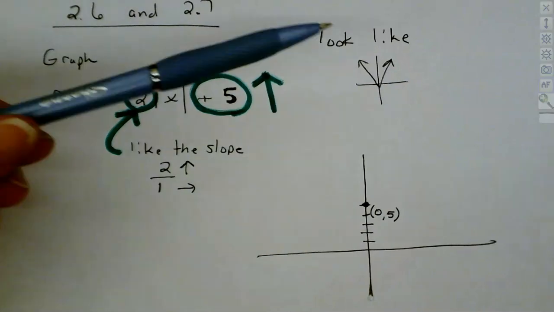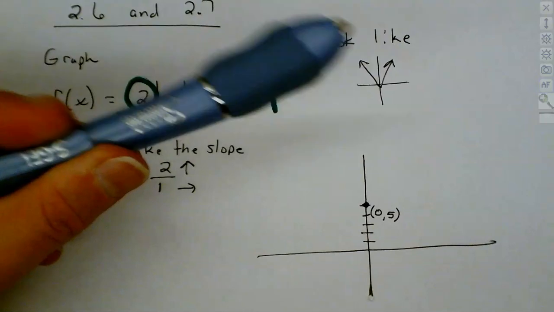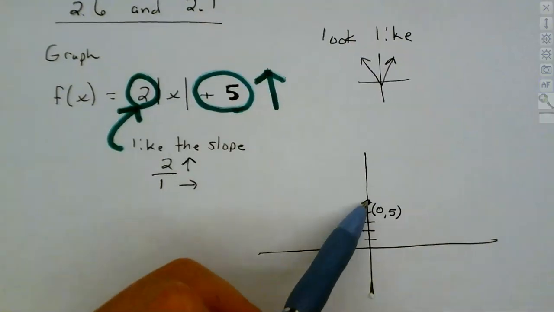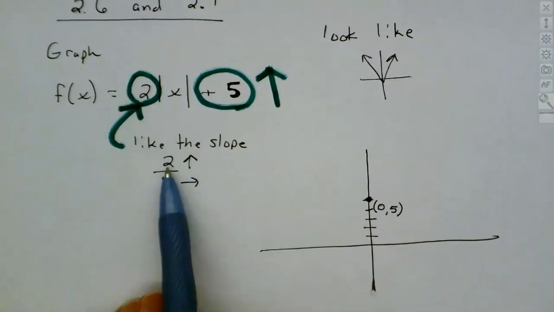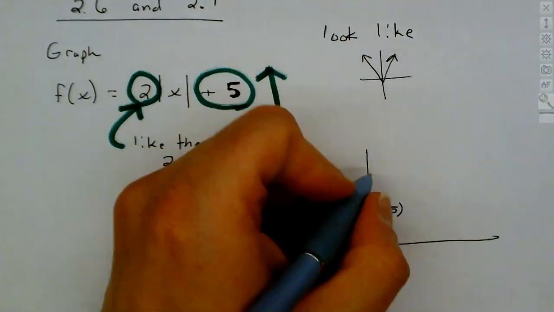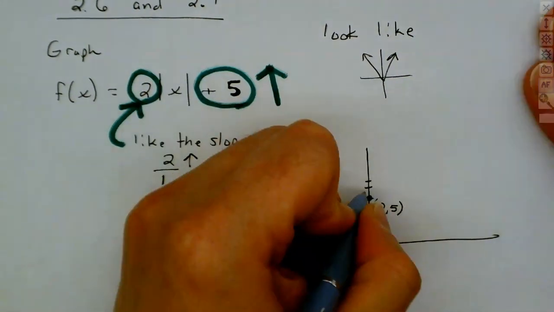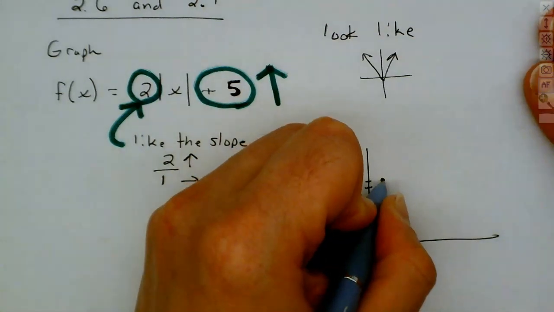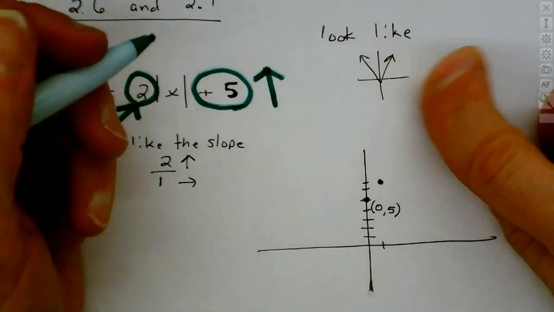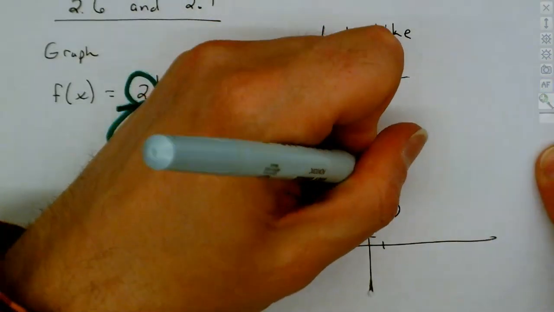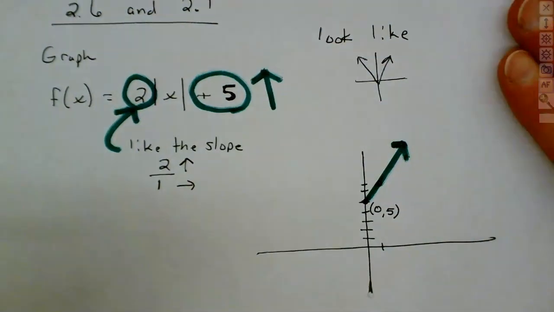Now, what does the graph need to look like? It needs to look like a V. So here's where we start at. We're going to start at this 0, 5. Now, this is like your slope, so we go up 2 units and over 1. We went up 2 and over 1, and we made a new dot. Now, when I connect them together, it needs to make a V. So there's half of it, right? Up 2 and over 1.